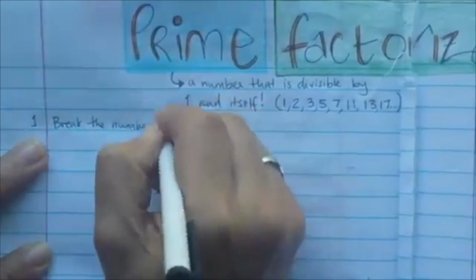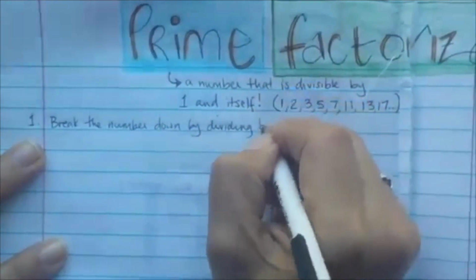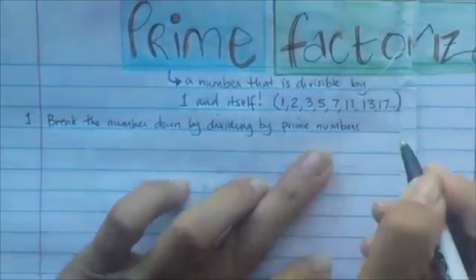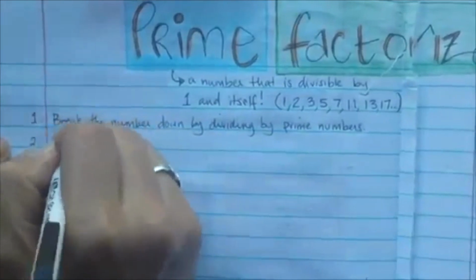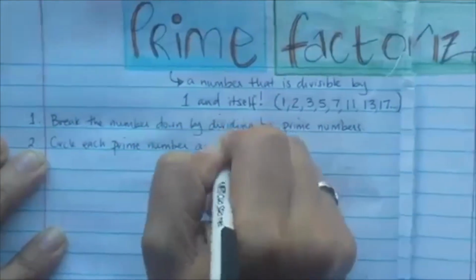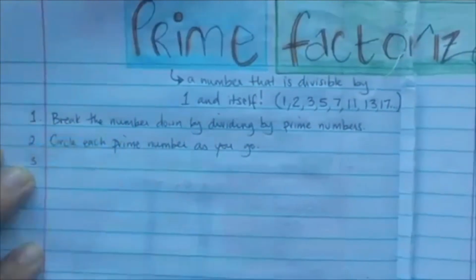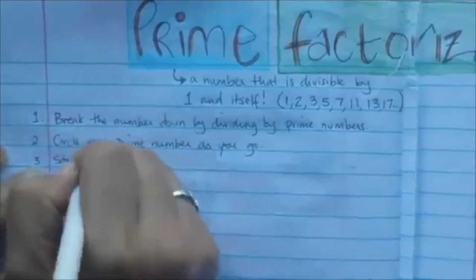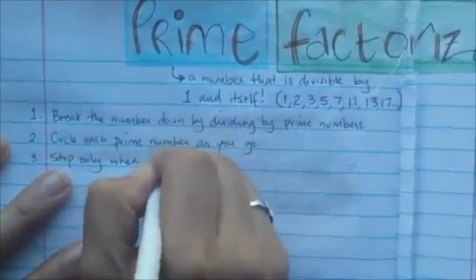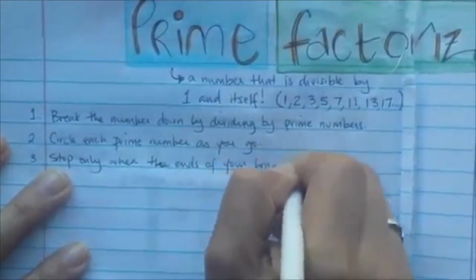Alright, so step number 1 in finding the prime numbers: break the number down by dividing by prime numbers. Number 2, circle each prime number as you go. Number 3, stop only when the ends of your branches are circled prime numbers.